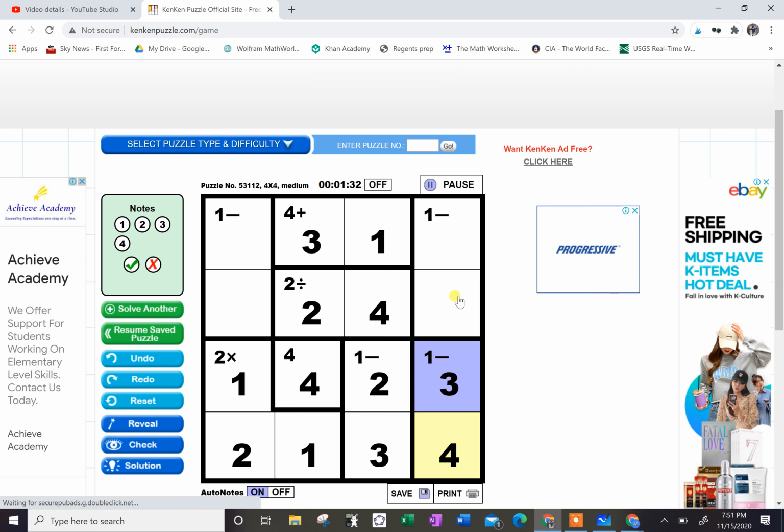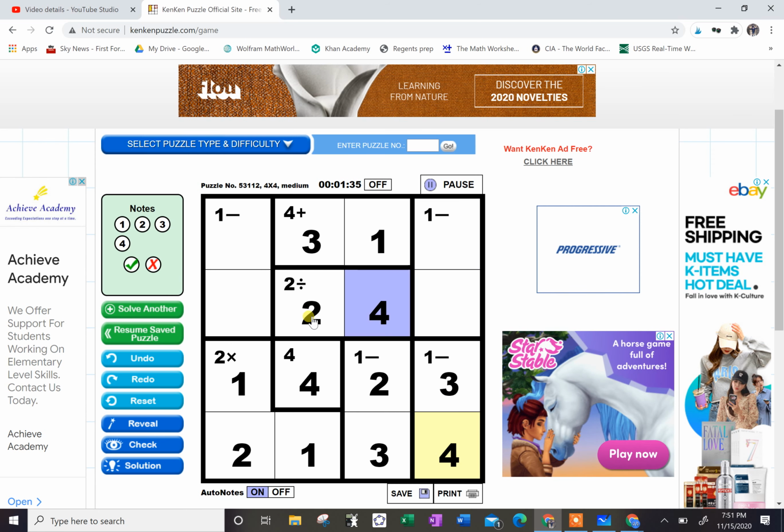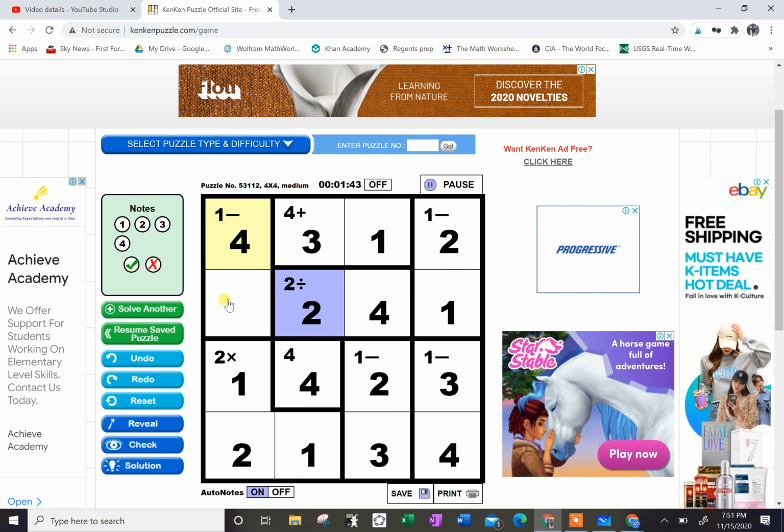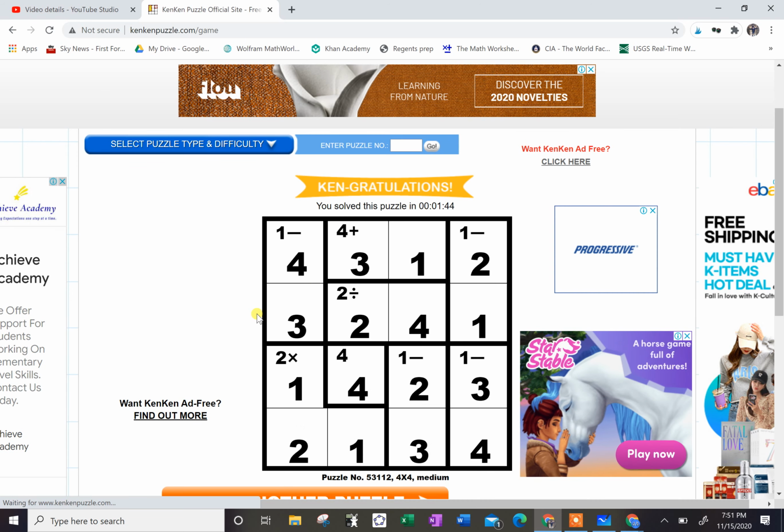I have a 3 and a 4 here, so this has to be a 1 and a 2. I have my 2 there, so this is going to be 1. This is going to be 2. 1, 2, 3. This has to be my 4. 1, 2, 4, and this has to be my 3. And that's it.